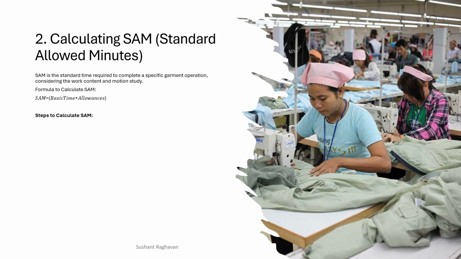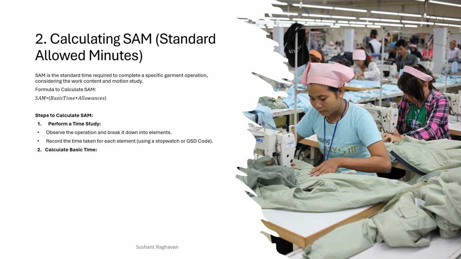Steps to calculate SAM. Perform a time study. Observe the operation and break it down into elements. Record the time taken for each element, using a stopwatch or GSD code. Calculate basic time. Use the formula.